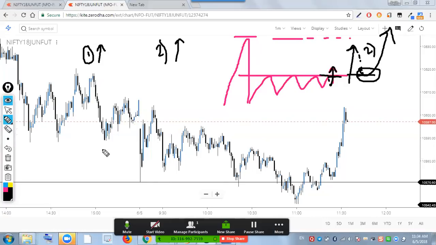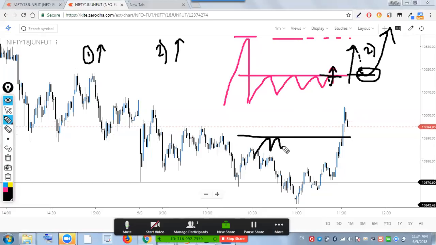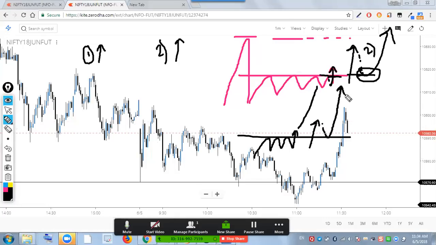And one thing is that in 20 to 30% of scenarios, when something breaks out on its first attempt, it just shoots up directly to the next layer of resistance, or whatever your target is. Only 20 to 30%. This is my experience. And around 60 to 70% of the time, after a breakout move, you get a pullback, and then it flies up.